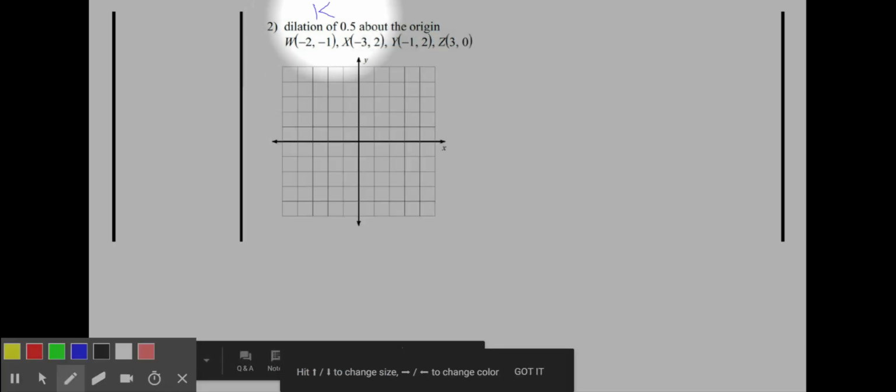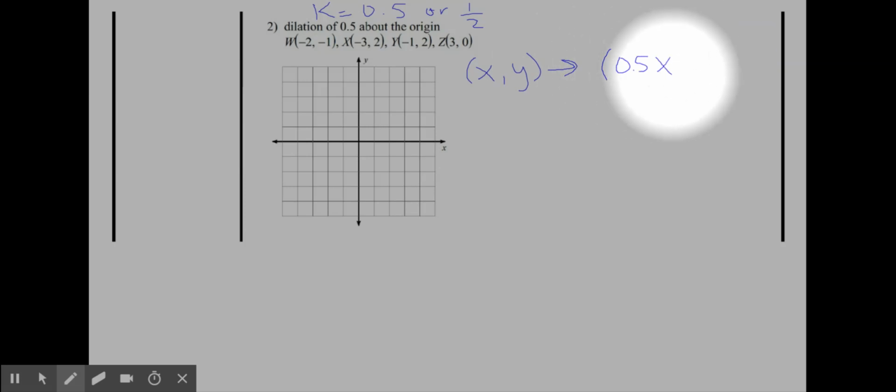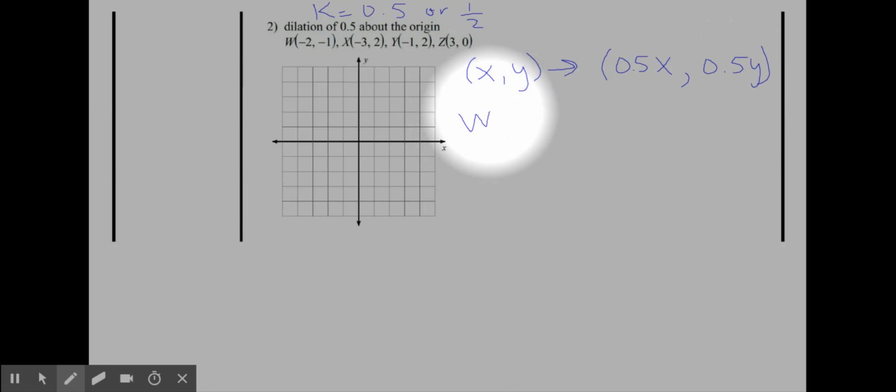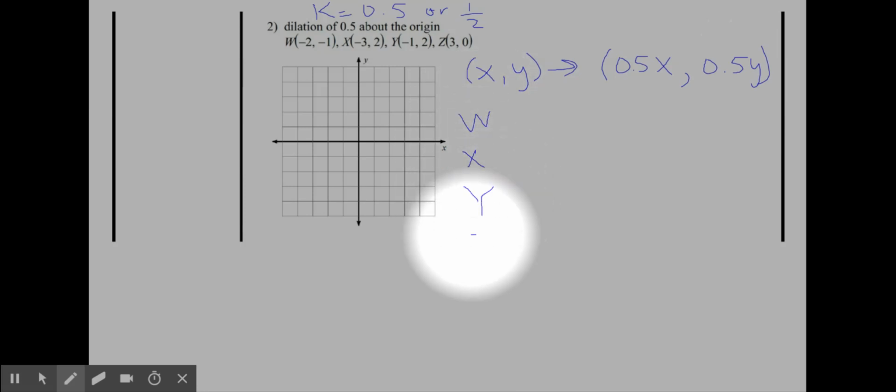Okay, we've got a dilation of 0.5 about the origin. So my scale factor, or what I'm going to multiply by, is just 0.5. Or, right, divide by 2. So I'm going to multiply by 0.5 or divide by 2. If we look at that as a rule, I'm going to take my x value and multiply it by 0.5. And I'm going to take my y value and multiply it by 0.5. Let's see, we've got W, X, Y, and Z.